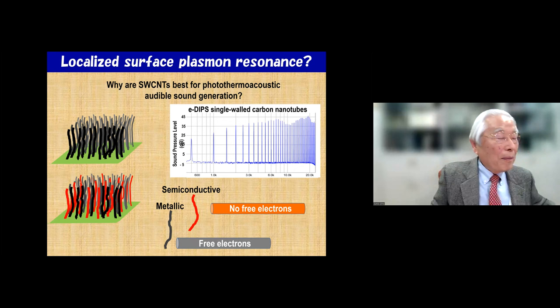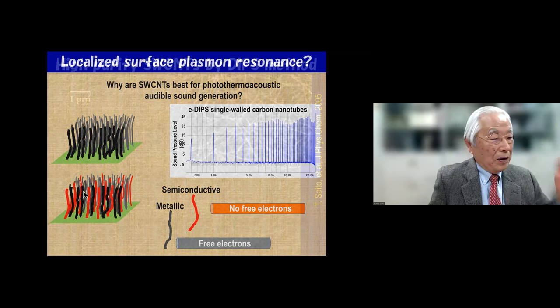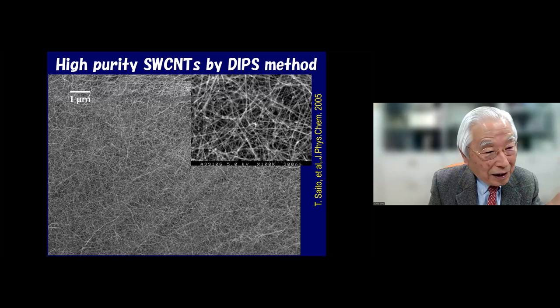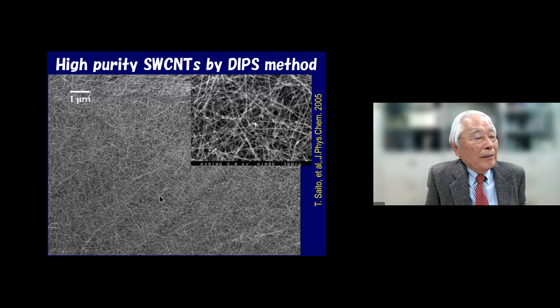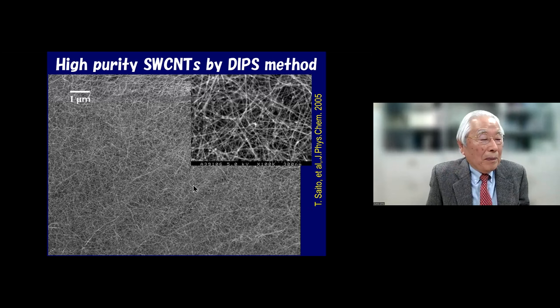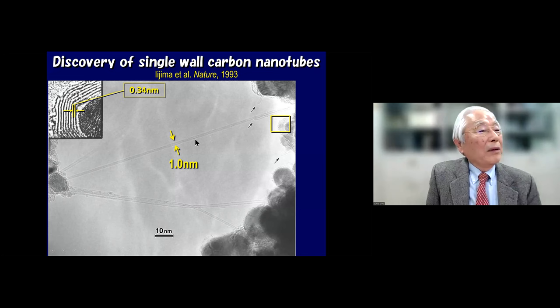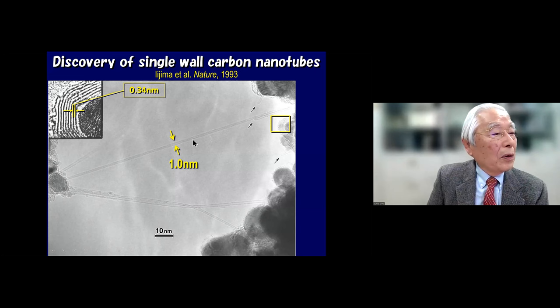So I can go back to the original presentation. And actually, this is a carbon nanotube. If you shine the light, then these carbon nanotubes make a sound. I said this was discovered by using high resolution microscopy. So carbon nanotube is related to microscopy greatly. Single carbon nanotube, I'll be back to explain more about the carbon nanotube, but at this time, I just show a couple of slides. This is the single carbon nanotube.